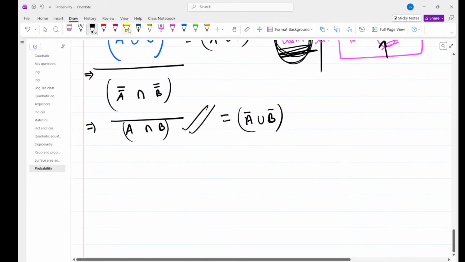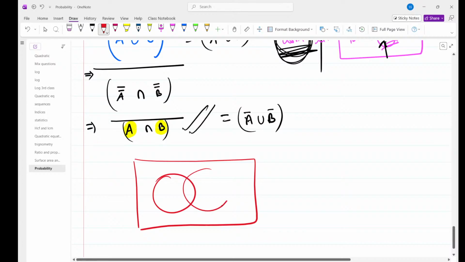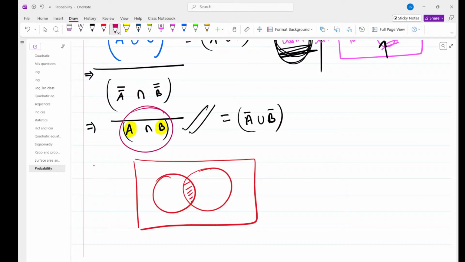Now, since these are positive variables, it is easy to analyze. How can it be analyzed? This is your A, this is your B. So A intersection B is this middle one, and we have to shade the complement of this. It means all the regions except this. So I will use this one. Are you getting this? This is so much conceptual.